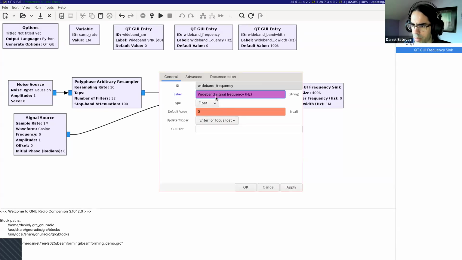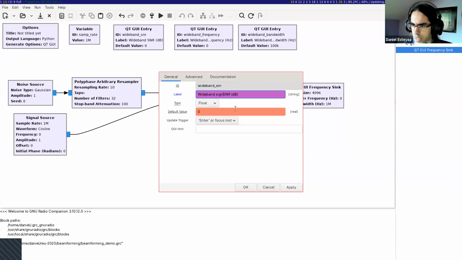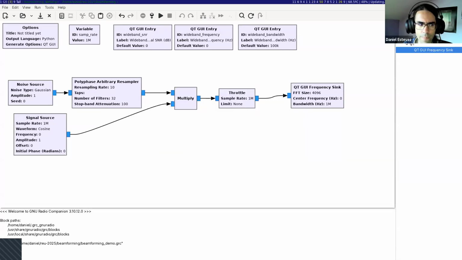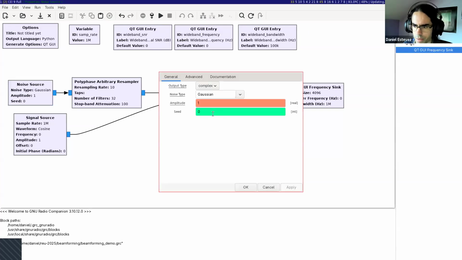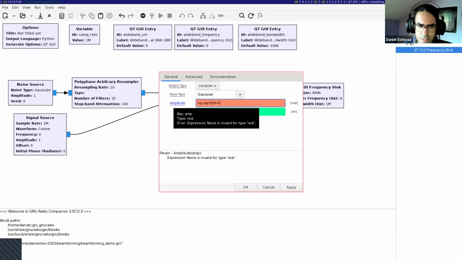Here it should say wideband signal. Wideband signal SNR. And now there is a formula here, and I'm actually looking at another window at the finished flow graph so as not to make mistakes. And I'm going to write it and explain it. It's very similar to some of the formulas we have seen already.